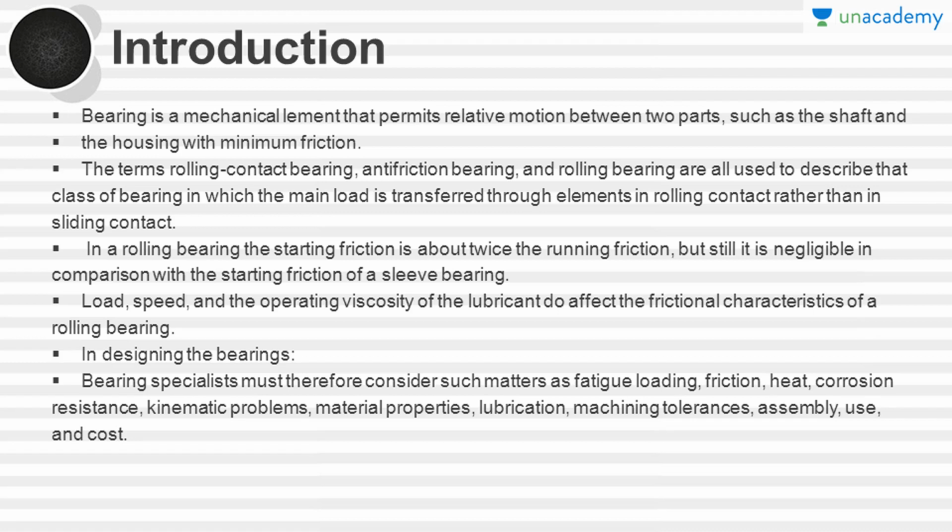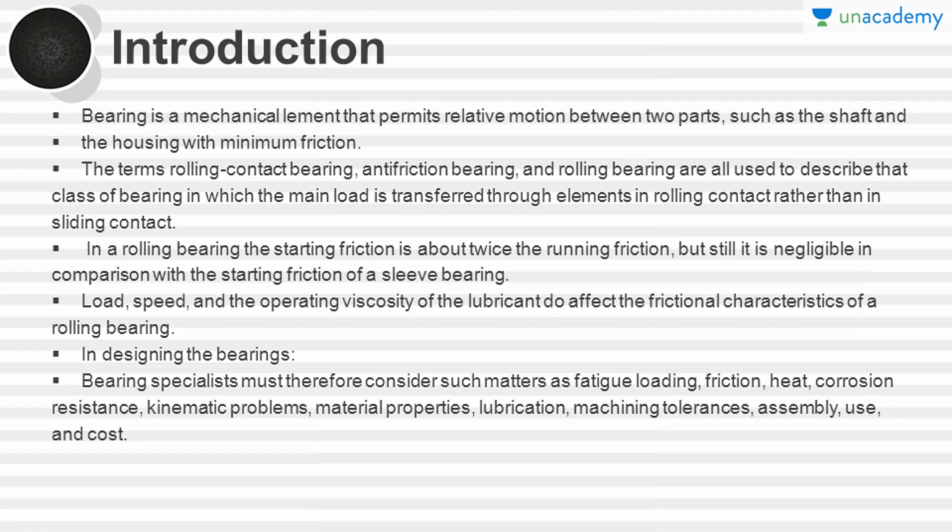So these rolling contact bearings are used to transfer the load from the elements in rolling contact to the other elements of the mechanism. They are very useful for anti-friction applications. That's why they are also called anti-friction bearings, and rolling bearings are the rolling contact bearings. In a rolling bearing, the starting friction is about twice the running friction, but still it is negligible in comparison with the starting friction of a sleeve bearing. These rolling contact bearings are very useful for providing anti-frictional joints.